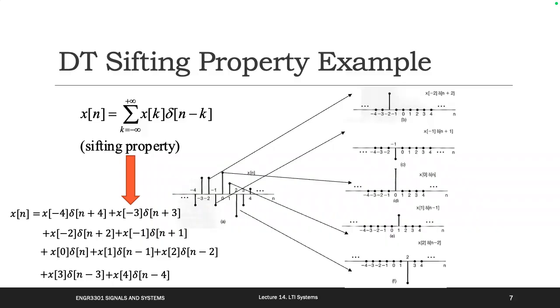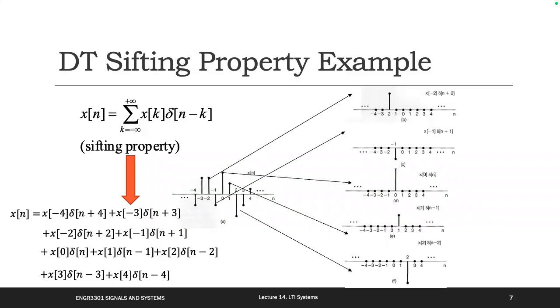Let's try. If n equals -4, what's this part? Here this is delta n, so this is 1, and this is x -4. But here, when n equals -4, what is this one? Delta -1. What's the value for delta -1? The value of x at 1. What? The value of x at 1.